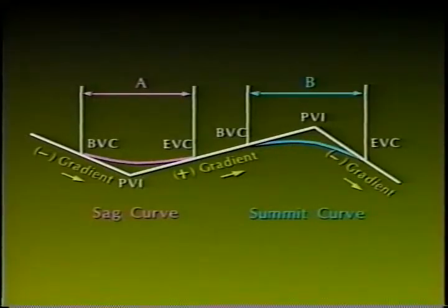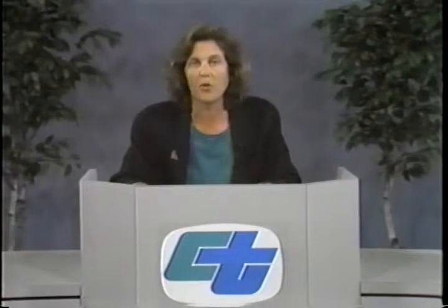This graphic shows the two classifications of vertical curves. Curve A points upwards from its point of beginning, or BVC, and is called a sag curve. Curve B moves downwards from its point of beginning, or BVC, and is called a summit or crest curve. The elements of a symmetrical or equal tangent curve are as follows.